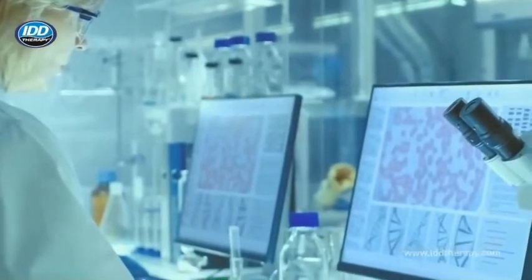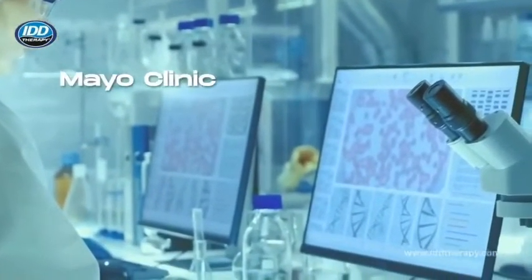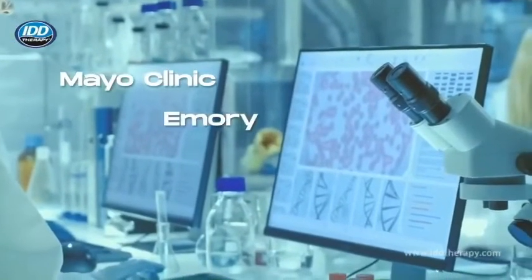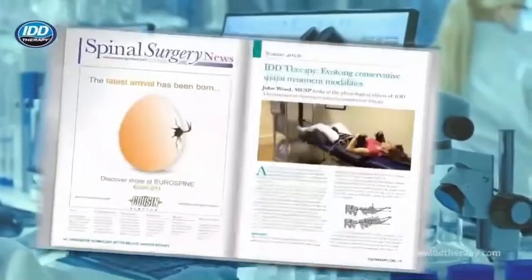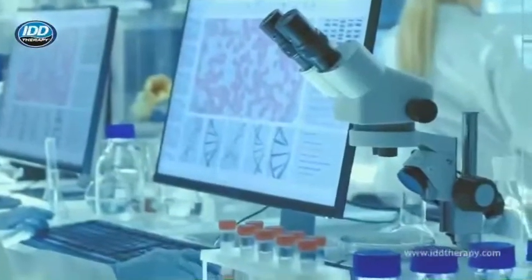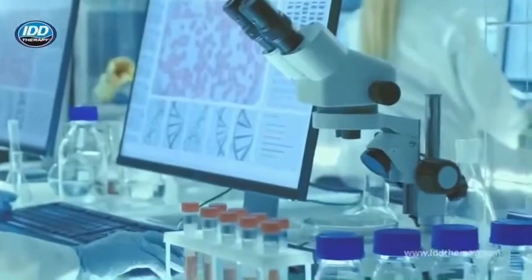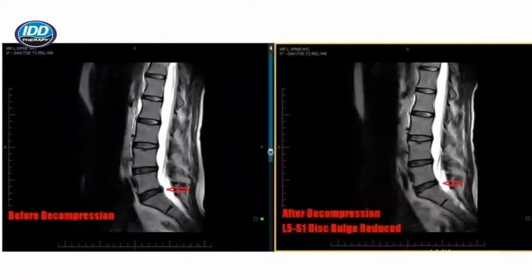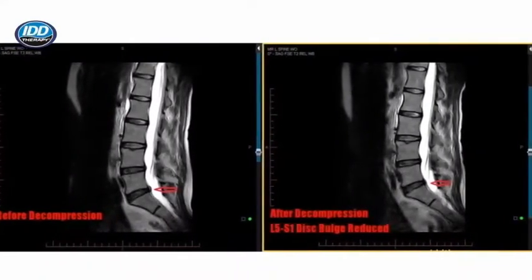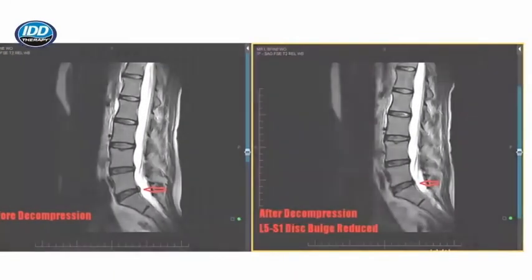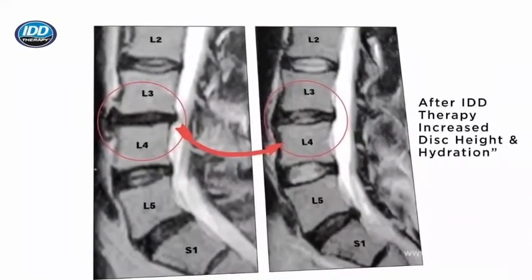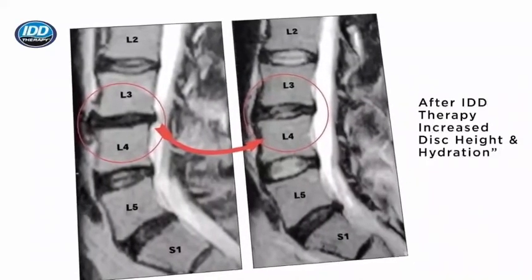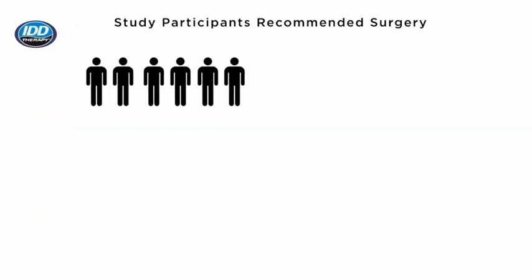Research studies funded by the National Institutes of Health conducted at Mayo Clinic, as well as others performed by medical doctors associated with Emory, Harvard, and other leading health institutions, confirm dramatic reduction in pain and disability can be achieved non-surgically with IDD therapy treatment on the AccuSpinal system. Pre- and post-MRIs also confirm how IDD therapy treatment can help a disc bulge shrink. Disc rehydration is also evidenced on MRI, showing measurably increased disc height and fluid retention after a full treatment course.